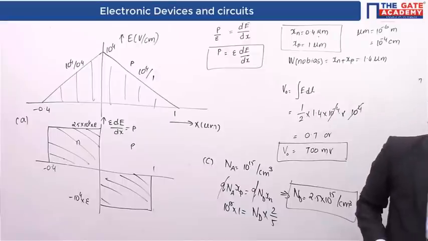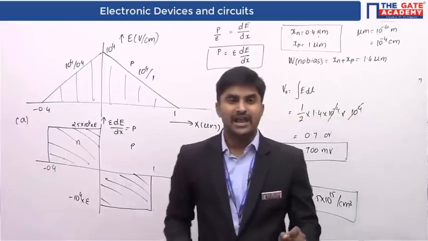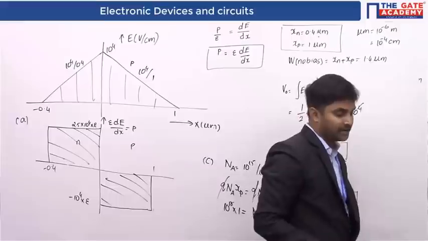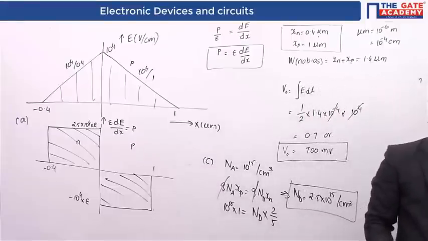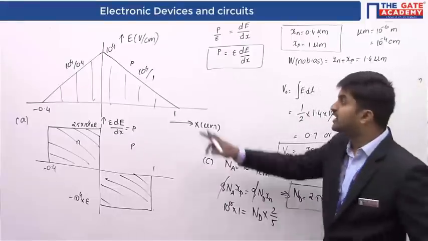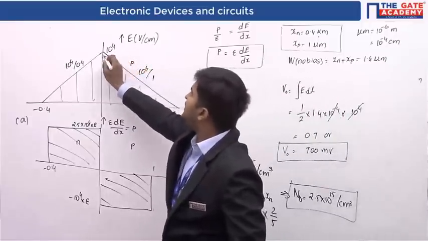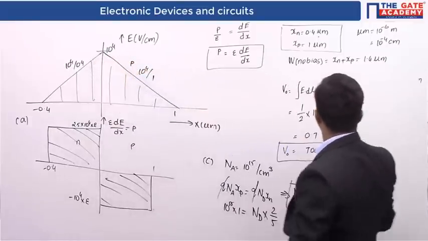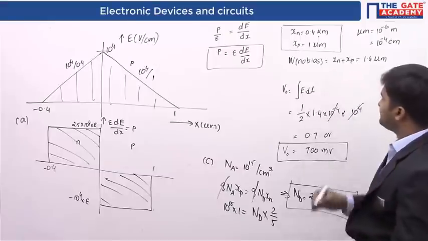The fourth part of the question is to find the peak electric field. We have to find the peak electric field. The peak electric field is already given in the question, which is given to be, let me erase this part.